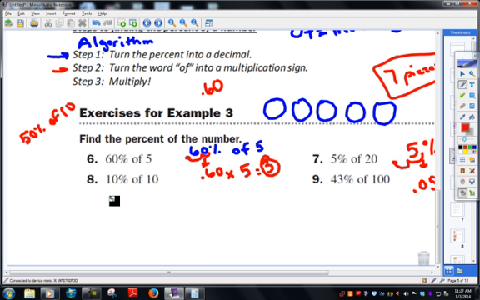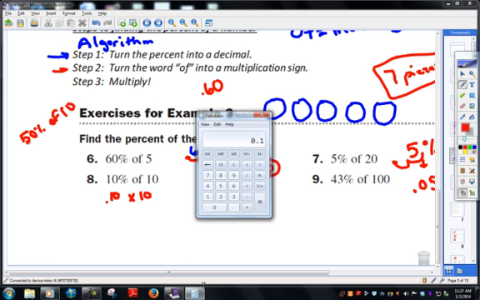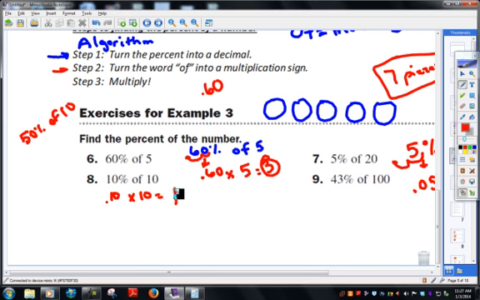Okay, so let's just follow the algorithm. This says turn your percent into a regular number, so that's going to be 0.10. Move the decimal 2 to the left. Times 10. Okay, get out our calculator. 0.1 times 10 equals 1. So 10%. If I had 10% left of my 10 pizzas, I'd have 1 left.